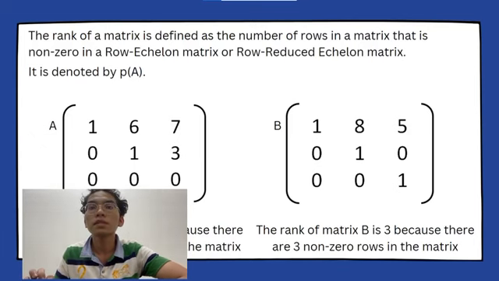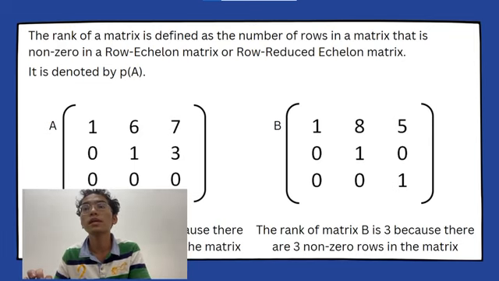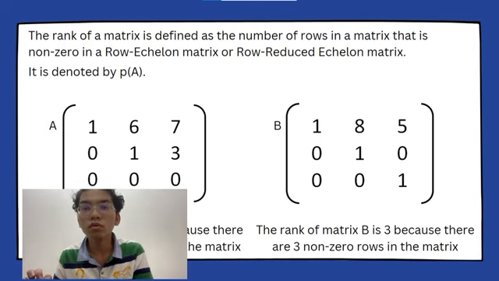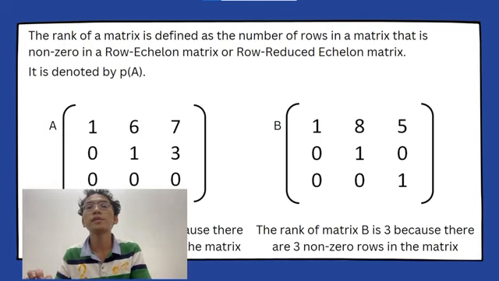The rank of a matrix is defined as the number of non-zero rows in a row echelon matrix or row reduced echelon matrix. We can write the rank of matrix A as ρ(A).